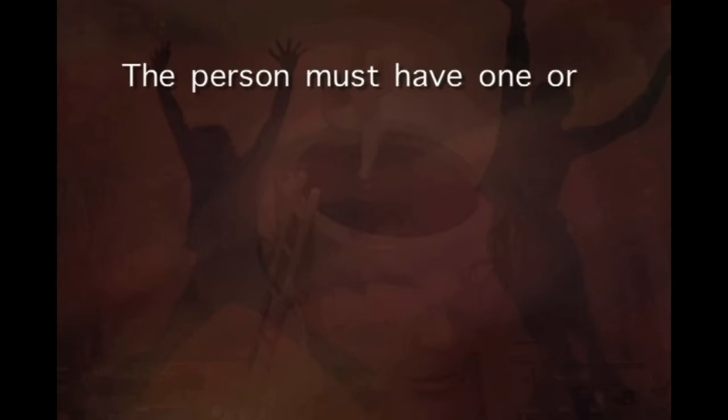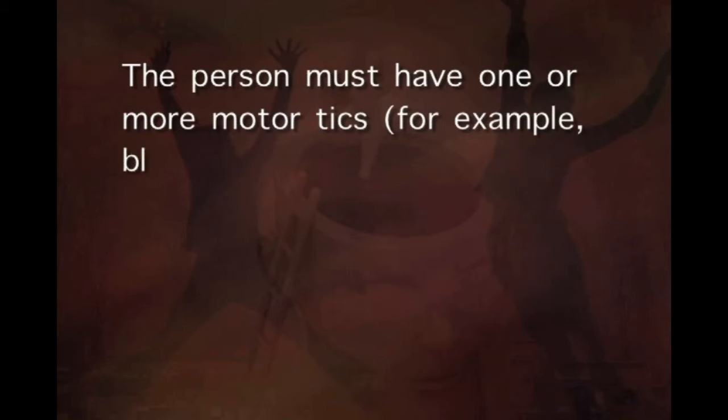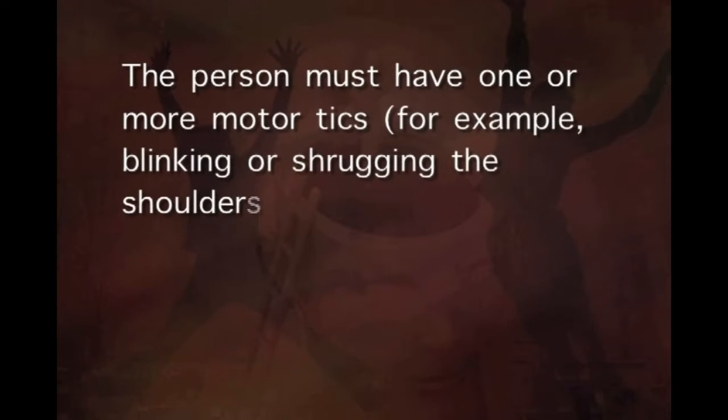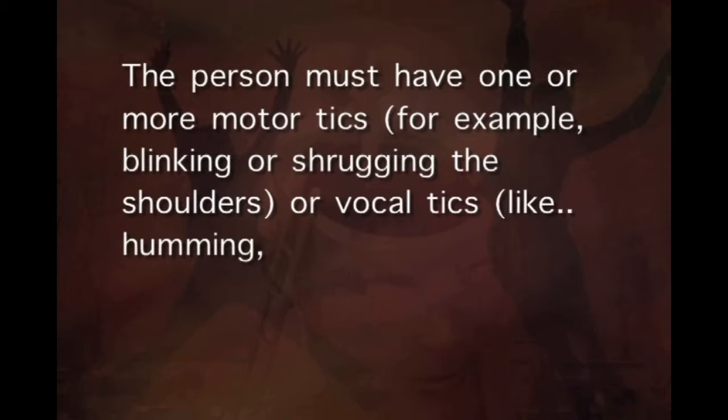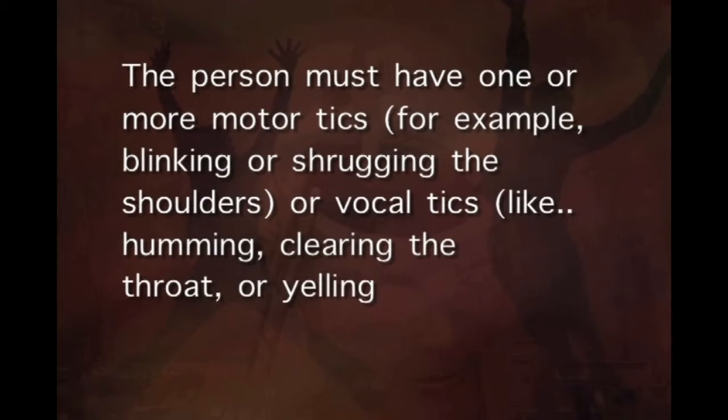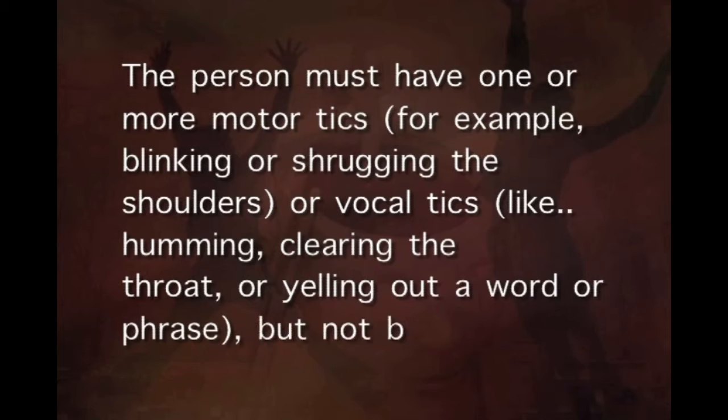Now, once we have seen the classification, let us try to understand the diagnosis of tic disorders. How do we diagnose? For a person to be diagnosed with a chronic tic disorder, he or she must meet the following criteria. The first criterion is that the person must have one or more motor tics, for example, blinking or shrugging the shoulders, or vocal tics like humming, clearing the throat, or yelling out a word or phrase, but not both. That is, it is not necessary that motor tics and vocal tics both have to be present.